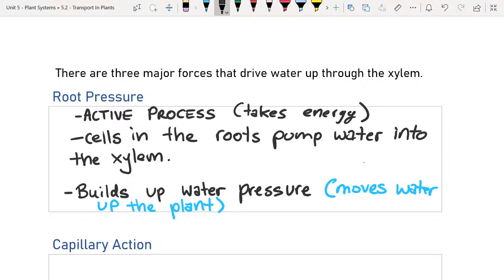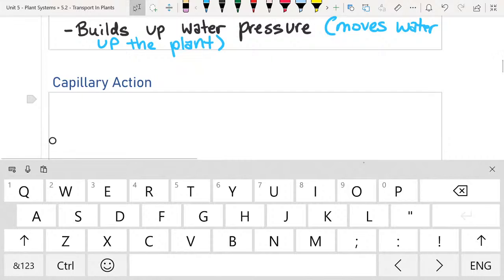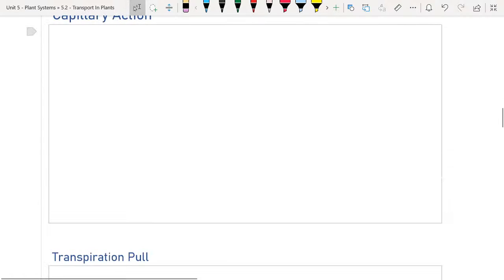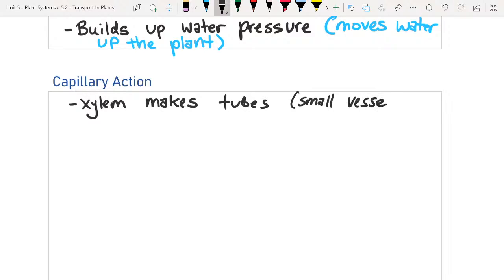But that doesn't mean nature can't help us, because of a second thing called capillary action. So, to start this, we need to understand xylem makes tubes. All right, small vessels that move up the plant.